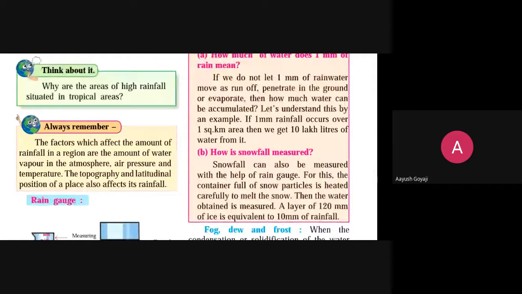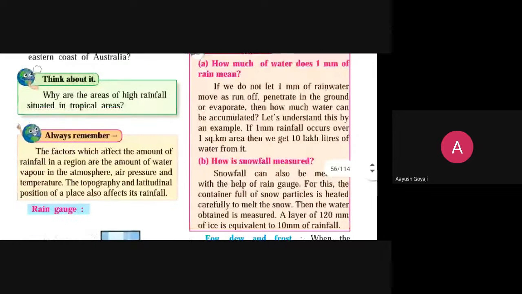So let's understand this by an example. If 1 mm of rainfall occurs over 1 square kilometer of area, then we get 10 lakh liters of water from it. म्हणजेच काय, आपण जेव्हा म्हणतो की आमच्याकडे 1 mm ऑफ रेनफॉल झालाय, तर त्यावेळी आपण बेसिकली म्हणत असतो की 1 स्क्वेअर किलोमीटरचा जो एरिया आहे, म्हणजे 1 किलोमीटर लांबी आणि 1 किलोमीटर रुंदी याच्यामध्ये जो एरिया येतो, तर त्यामध्ये जर 1 mm पाऊस पडला किंवा रेनफॉल झाला, तर आपण ते पाणी सगळं गोळा केलं, विदाउट पेनिट्रेशन इन ग्राउंड, विदाउट इव्हॅपोरेशन आणि विदाउट रन ऑफ, तर ते वॉटर किती होईल माहिती आहे का? 10 लाख लिटर वॉटर आपल्याला त्यापासून मिळेल.